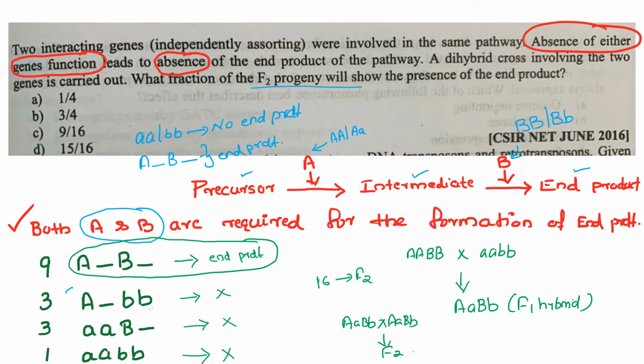How many are there? 9. So 9 out of 16. Total is 16, so 9 by 16. So the fraction of F2 progeny that will show the end product is 9 by 16. So the answer is option C, 9 by 16. Okay.